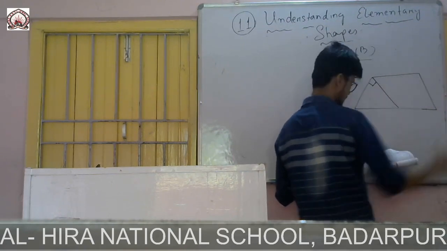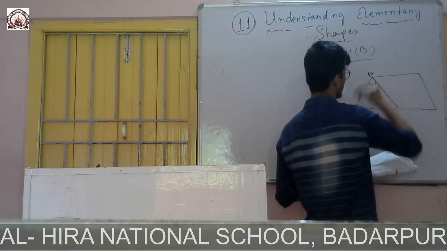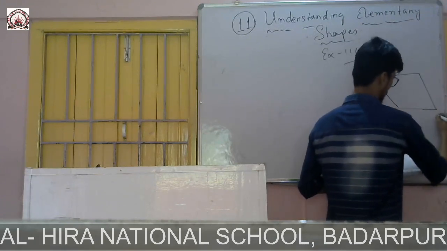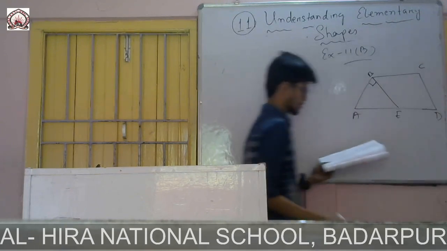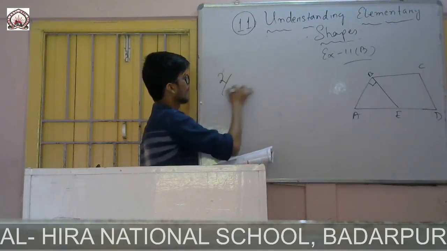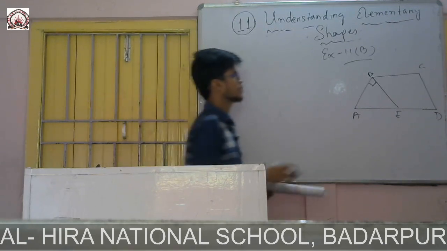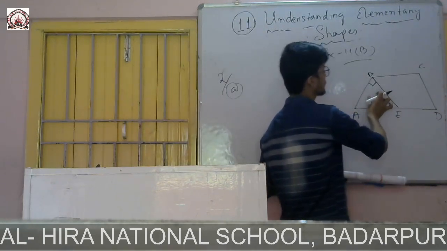This one is given as 90 degree. Here it is given B. There it is A, there it is E. This one D and this one C. So the first question is to find an acute angle at B. So you have to find an acute angle at B.